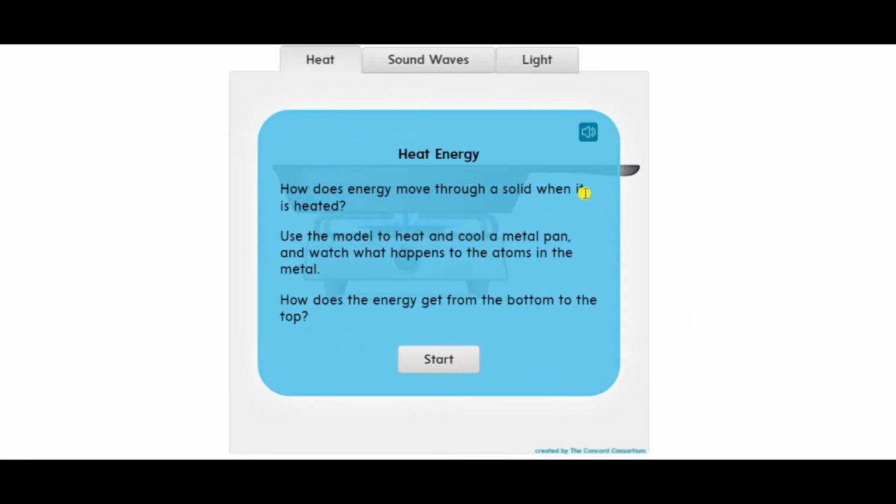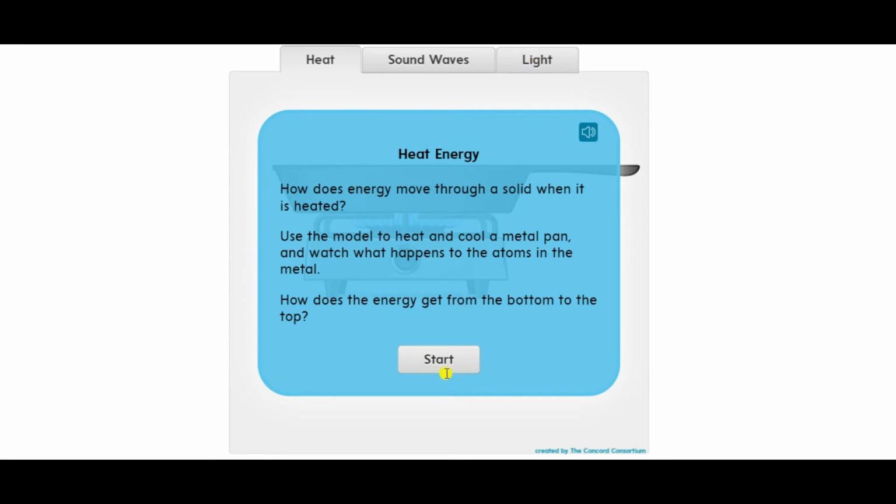All right, guys. So in our previous sessions, we had the opportunity to take a look at how sound waves behave and also light behave. So today we're going to take a look at this energy transfer situation, more specifically conduction. Right, so let's consider the following question when we analyze the following simulation. So how does energy move through a solid when it's heated? Use the motor to heat and cool a metal pan and watch what happens to the atoms in the metal. How does the energy get from the bottom to the top?